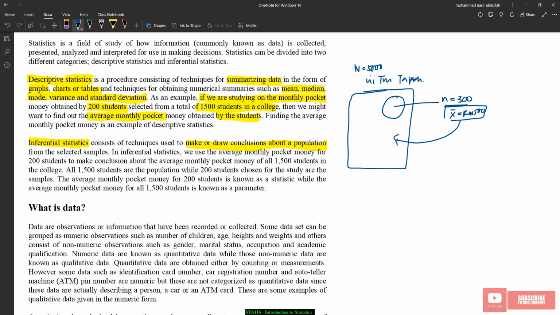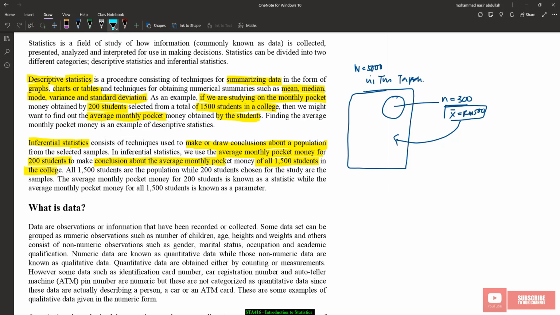Let's say kita tengok example dia. Inferential statistics, we use the average monthly pocket money for 200 students to make a conclusion about the average monthly pocket money of all 1,500 students in the college. So kita guna color lain sikit.